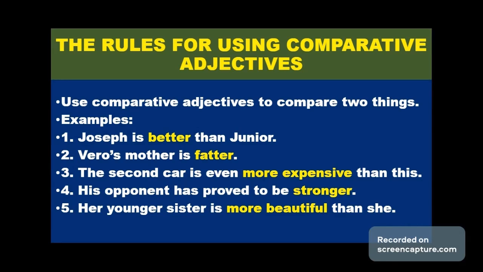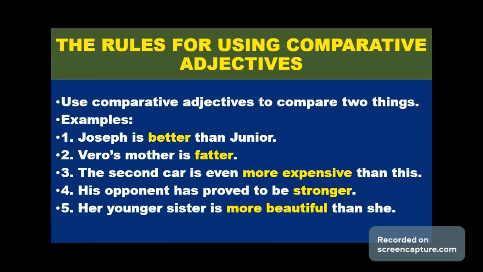Then 3, the second car is even more expensive than this. We are looking at a car that is close to us, and we are saying there's a second one. We are comparing the one that is close to us with a second one that we are referring to. And we are saying that that second one is more expensive. So more expensive is a comparative adjective. And take note that we are comparing two things in all these examples.